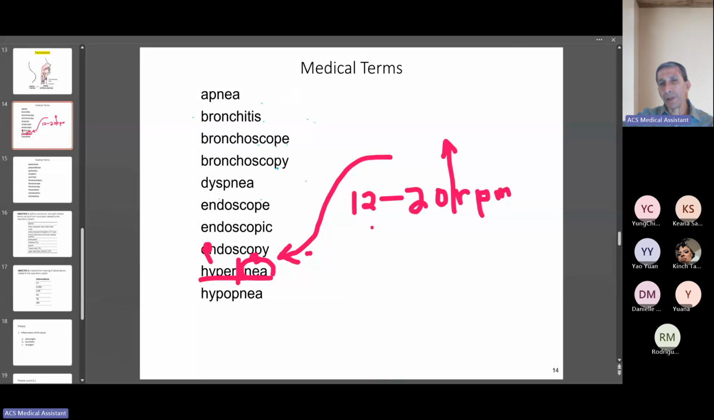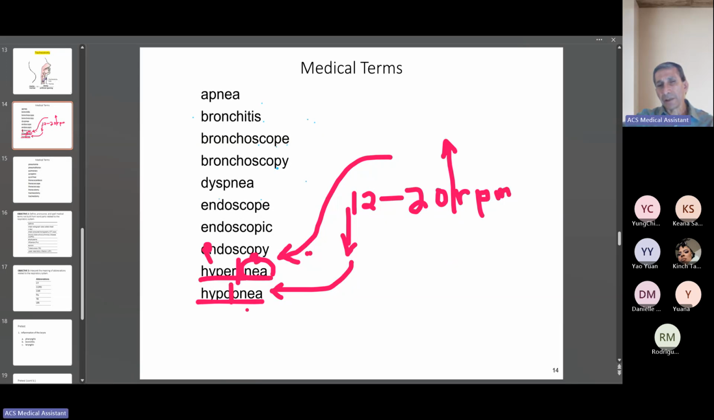If this person is breathing less than 12 respirations per minute, then this person has hypopnea. Remember, hyper means more. It's like hypertension: your blood pressure is above normal limits. Hypotension means that your blood pressure is below normal limits. So here it is, hypopnea.